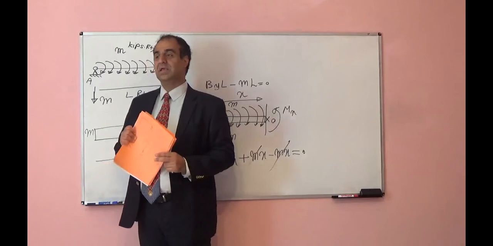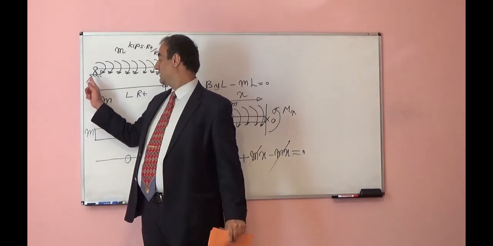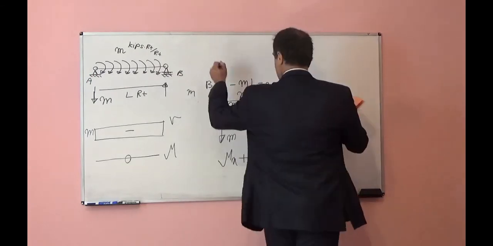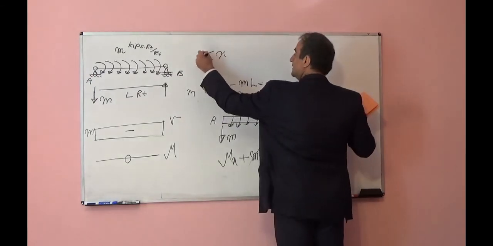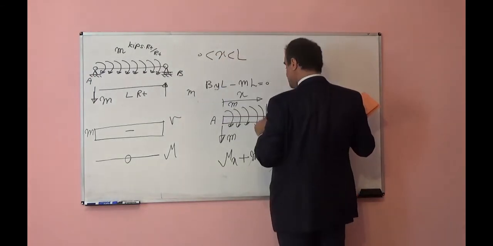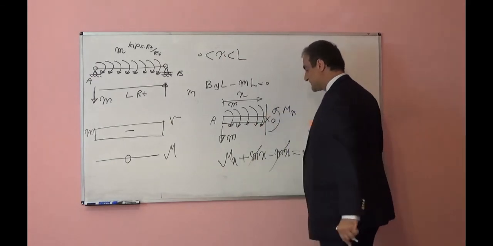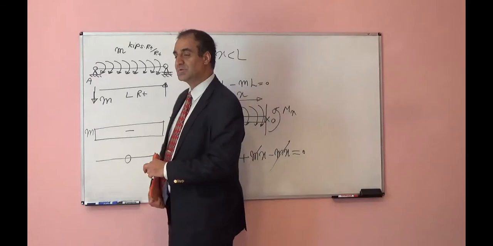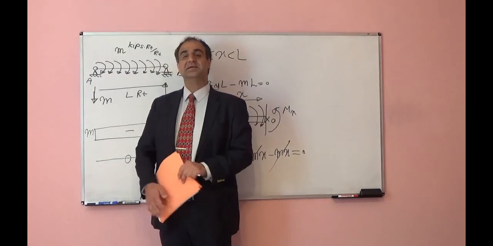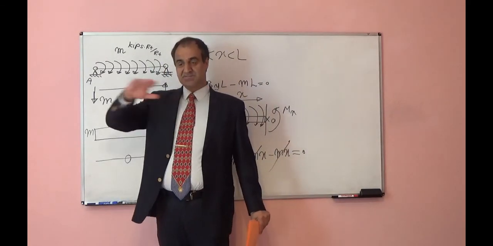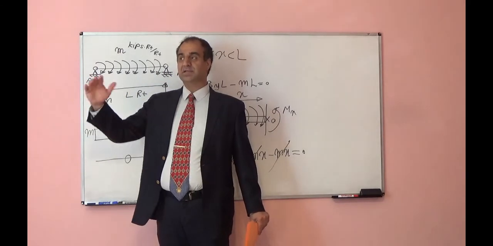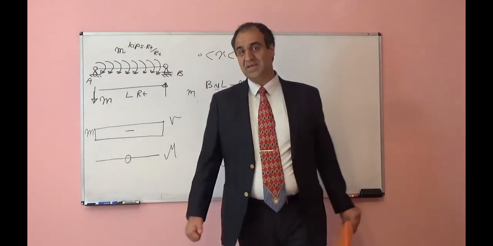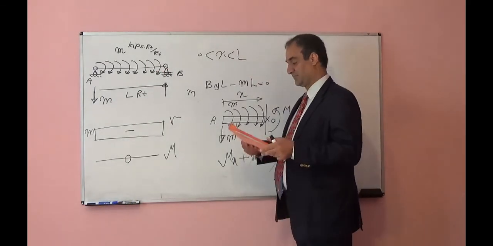So for any x, from x equal to 0 to L, x varies from 0 to L, internal moment Mx, you see, is equal to 0. Means internal moment will be equal to 0. It means there is no deflection. This beam initially is a straight line. After you apply uniform distributed moment, it will remain a straight line.